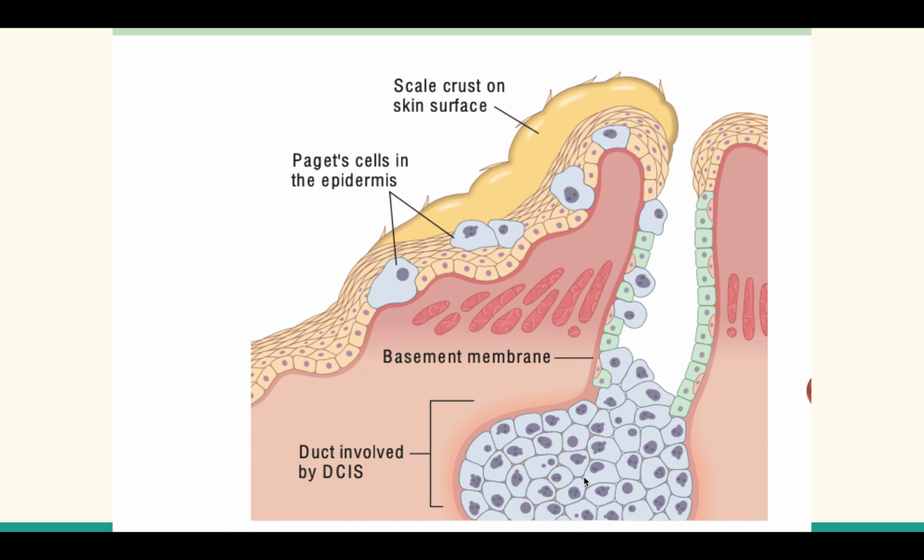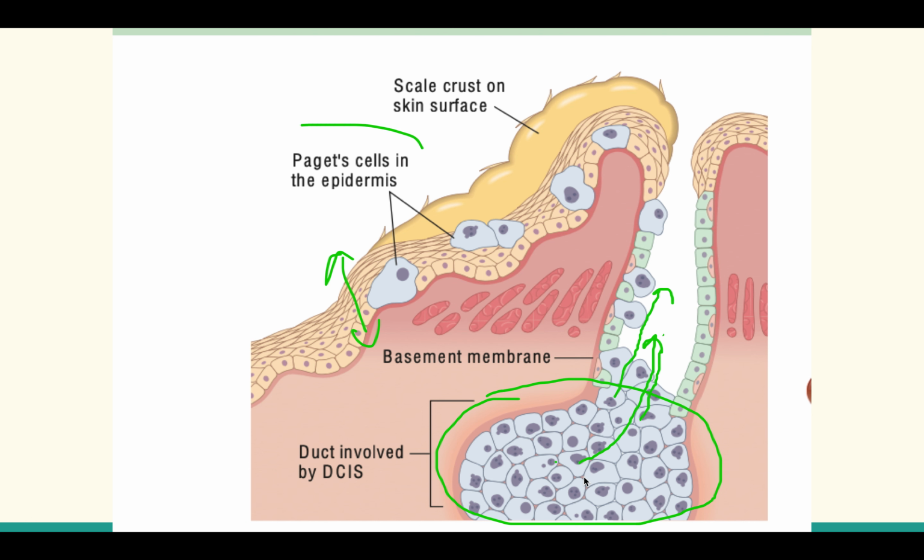You can see there is a duct which is involved by DCIS. There are malignant cells over here. These malignant cells can go along the ductal system, and they can deposit just beneath the nipple in the stratified squamous epithelium. So here the Paget cells are present.